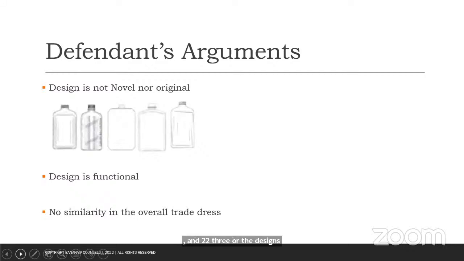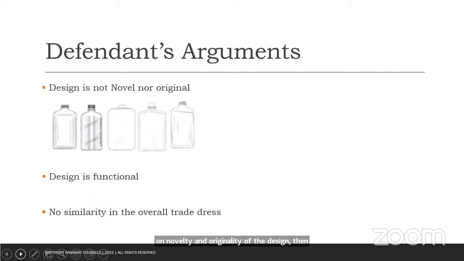Now, the defendant, in their first argument, said that the design is not novel or original. To that effect, the defendant provided a list of prior arts. Now, these were bottles which appeared to be similarly shaped. As far as this is concerned, the court delved into the matter, and we'll take a look at what the court said. But in addition to this, as you can see here, the bottles which are shown are something that the defendant submitted to prove their point on novelty and originality of the design.